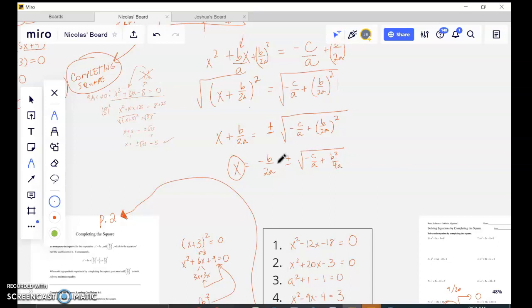Oh, well, this has a and this has 4a squared. If I want to add these fractions, I need a common denominator. So why don't I multiply this by 4a over 4a? Now I can combine these two fractions and it becomes negative 4ac plus b squared, or if I flip it around, b squared minus 4ac over 4a squared. And we still have negative b over 2a plus or minus.